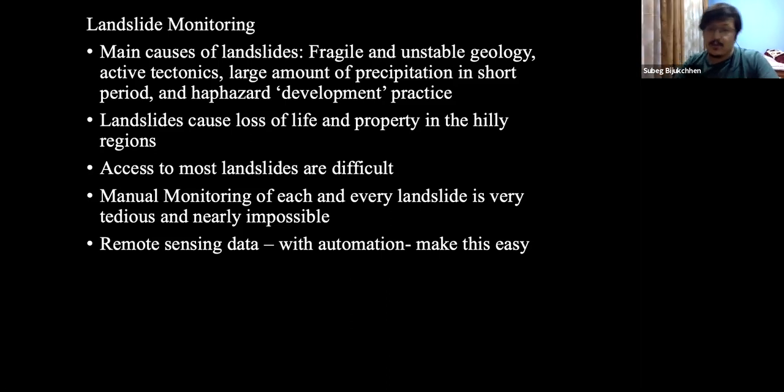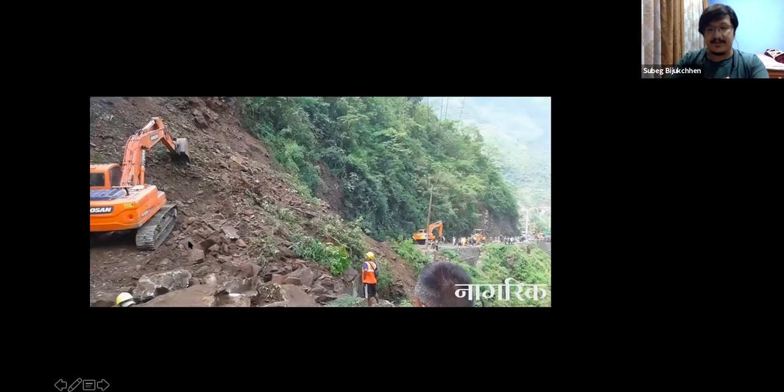So it's nearly impossible. So what we do is use remote sensing data with automation, of course. You write the code, and then your computer does the work for you, and it makes this easy. I'll talk about how we do that. First, I will show you some examples of landslides that happened this year.